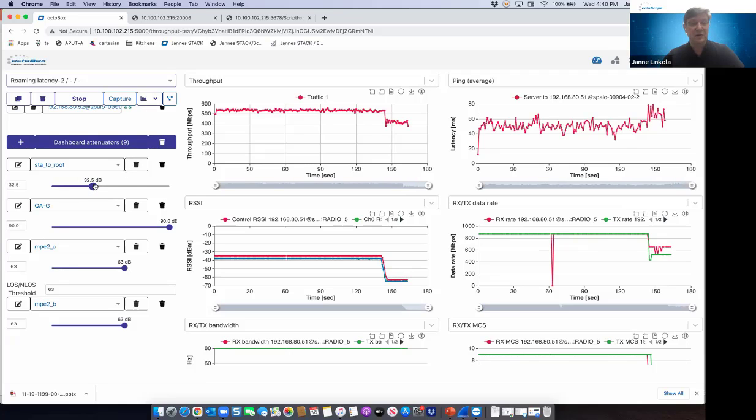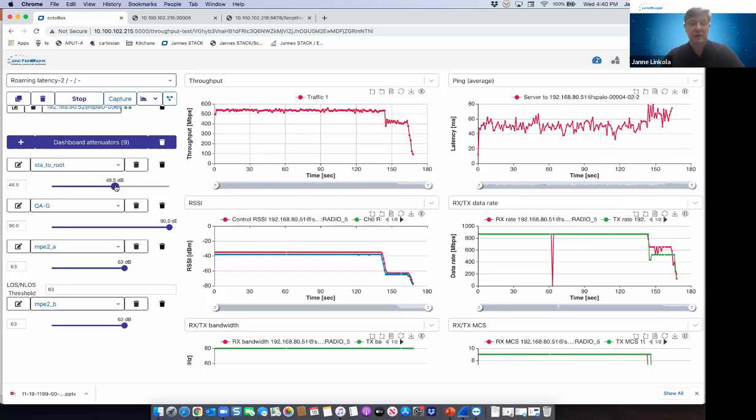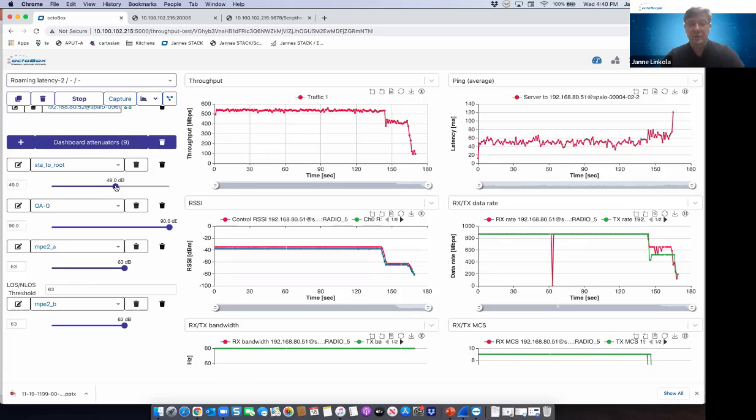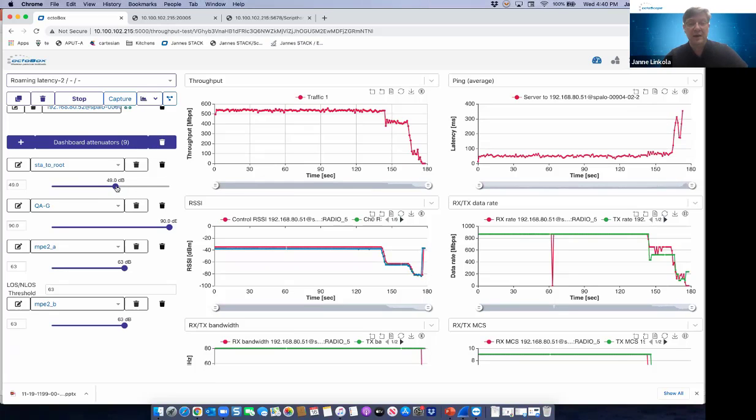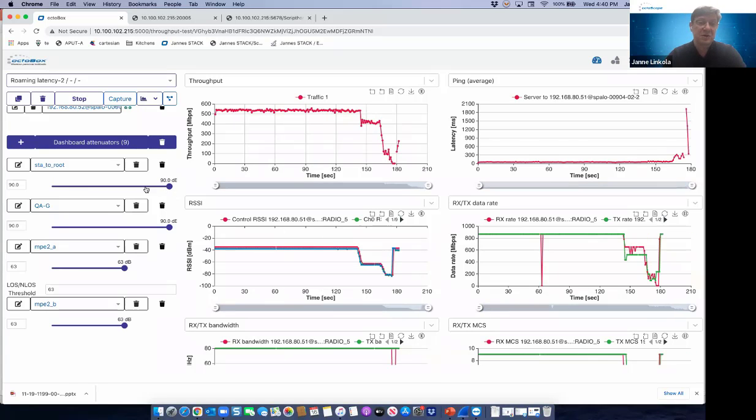But as I continue increasing the attenuation between the station and the root node, we should be seeing a handover event here soon if things go according to plan. And there you go, there it is. So as you can see, I maximized the attenuator between the station and the root. The only thing the station now sees is the first extender. And in fact, we're at great RSSI.